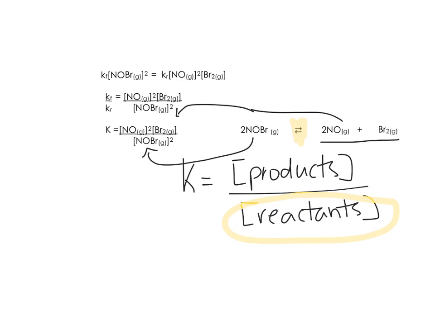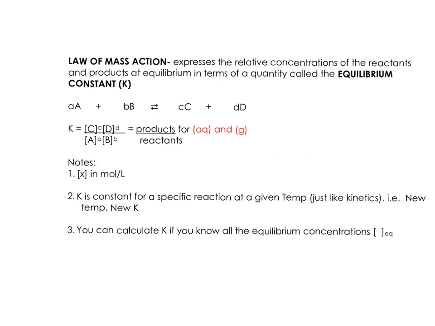So if it favors reactants, you're dividing by a large number, so K is going to be very small. If it favors the products, your products are going to be a larger number. A larger number divided by a smaller number is a large number. So if the reaction favors products, your K will be a large number. It will be greater than 1. So this is called the law of mass action, and this is expressing the relative concentrations of the reactants and products at equilibrium in terms of a quantity called the equilibrium constant.